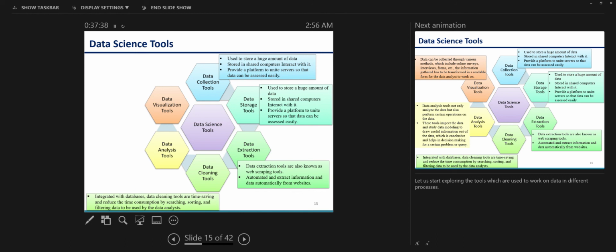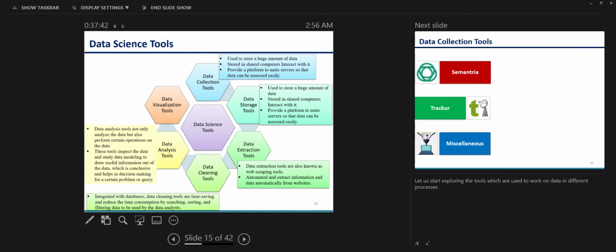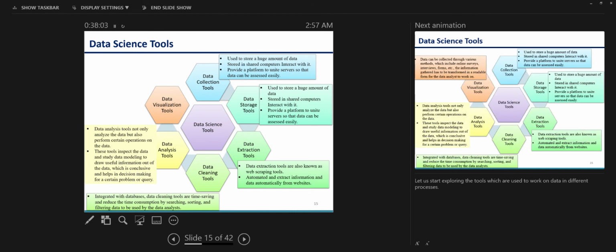And data analysis tools are used not only to analyze data, but also to study data modeling, to draw useful information out of the data which is conclusive and helps in making decisions for a particular application, why we are using that data, and what we are going to define.